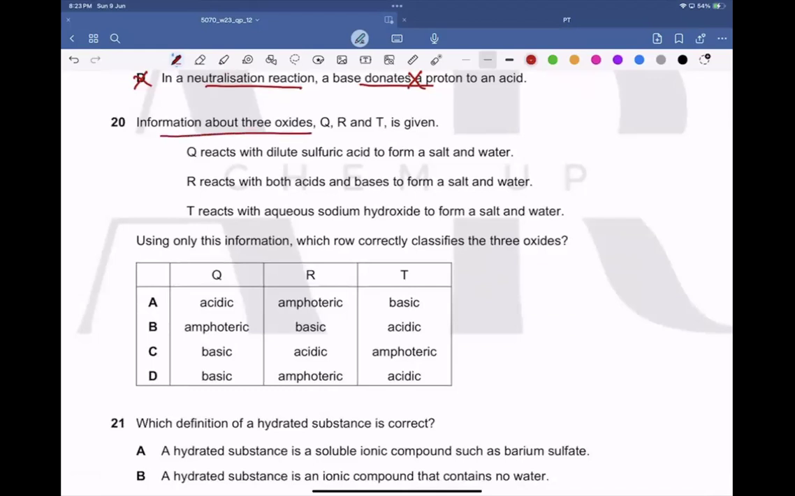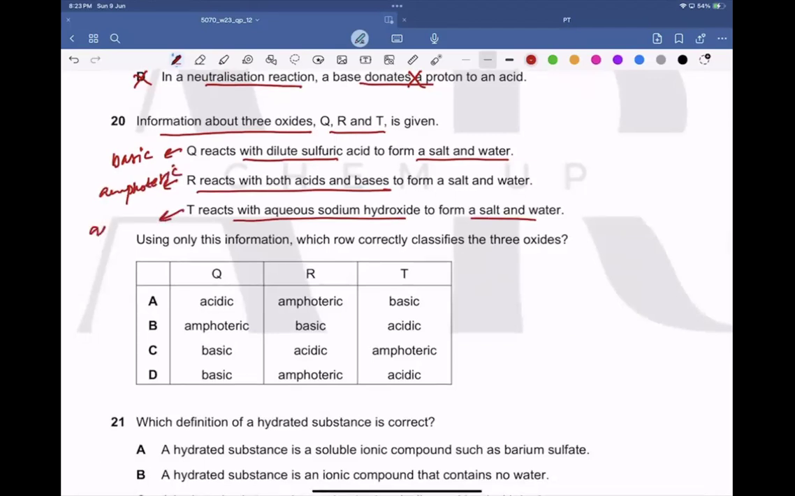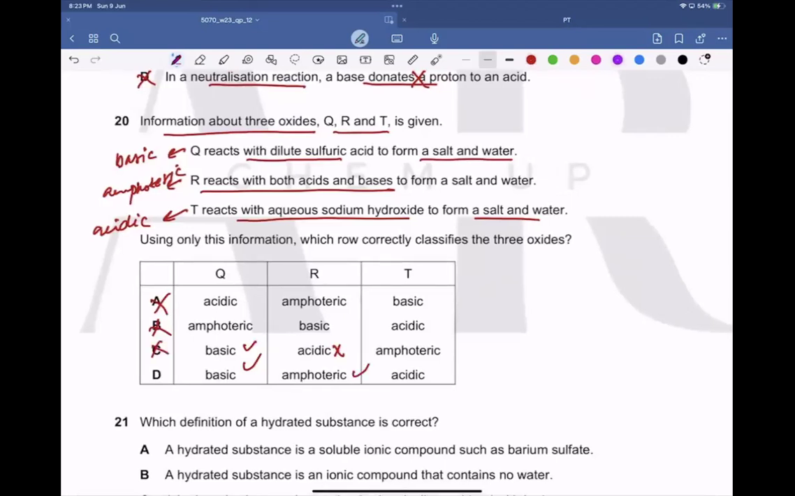Information about three oxides, Q, R, and T is given. Q reacts with dilute sulfuric acid to form salt and water. It means Q is a basic oxide because it is reacting with acid. R reacts with both acids and bases to form salt and water. So it means it's amphoteric, right? T reacts with aqueous sodium hydroxide, so it's reacting with a base. So it means it's acidic. So Q is basic and B goes wrong. R is amphoteric, so C goes wrong, and it means D is the correct answer. Is this clear to all of you?